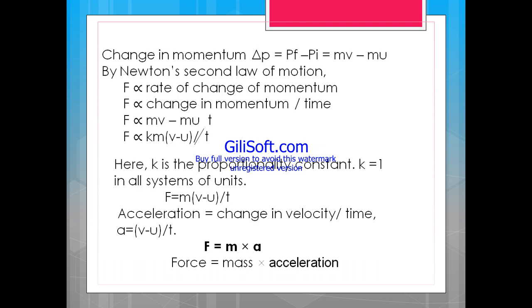So finally we can say the acceleration is equal to change in velocity by time taken. We know that a is equal to v minus u by time taken. So instead of v minus u by time taken, we substitute acceleration. So finally we proved Newton's second law of motion with this derivation, and force is equal to mass into acceleration.